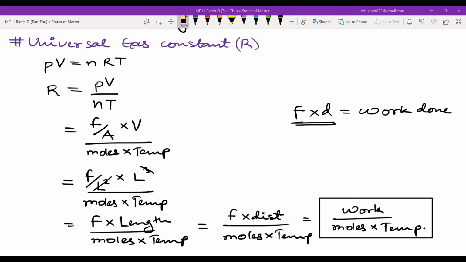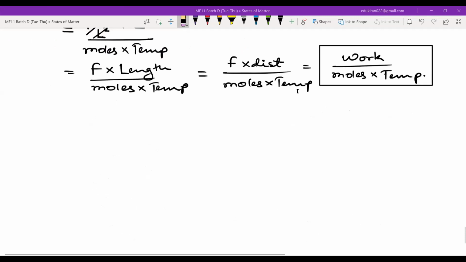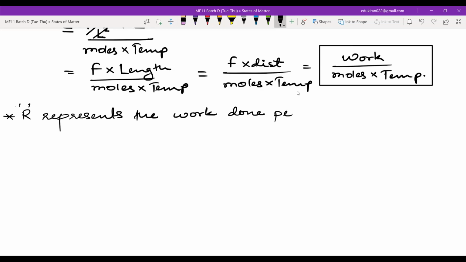Done, Marcy. Okay, fine. So what is this work per mole per temperature, right? R represents the work done per mole per degree. Per mole per degree. Please listen, don't write.